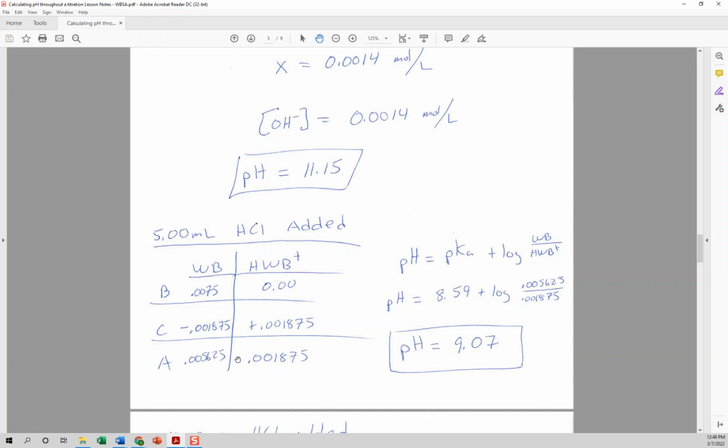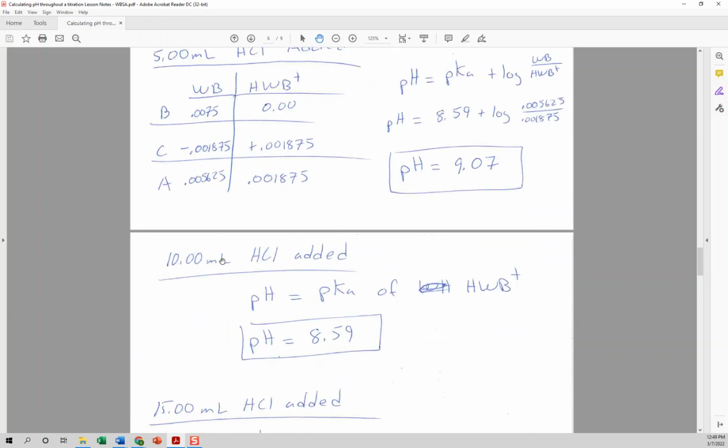Now remember the way the Henderson-Hasselbalch works, right? This is the base component of my buffer, and this is the acid component. So remember, if you're doing pH equals pKa, it's base over acid. So it should be the WB amount on top and the HWB plus amount on the bottom here. And remember, we already calculated our pKa, so we'll say pH equals the pKa plus the log of that ratio, right? And we get 9.07, right? And it should make sense that we're above the pKa because we have more of the base component of our buffer than the acid, okay?